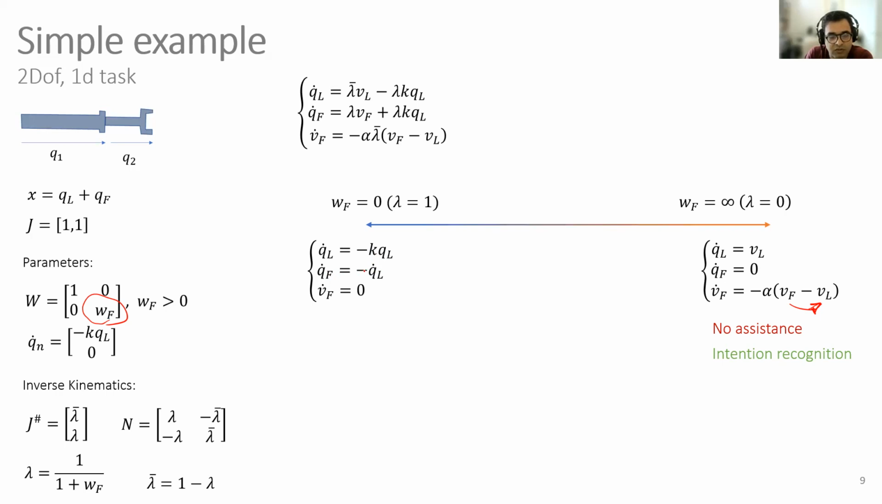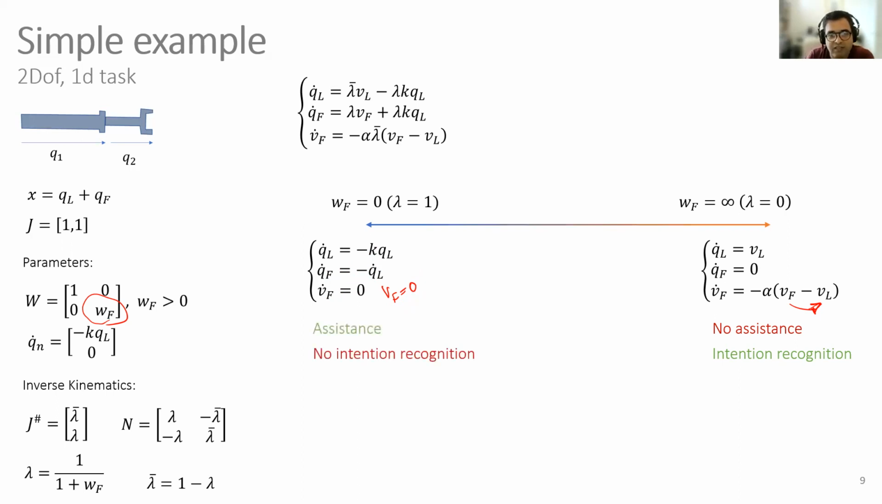So the follower understands, okay, so first, maybe the third one. So v dot f stays where it is. Since we initialize at 0, vf always stays at 0. And so the follower understands the task is to stay stationary and just try to help the leader go back to his preferred posture.